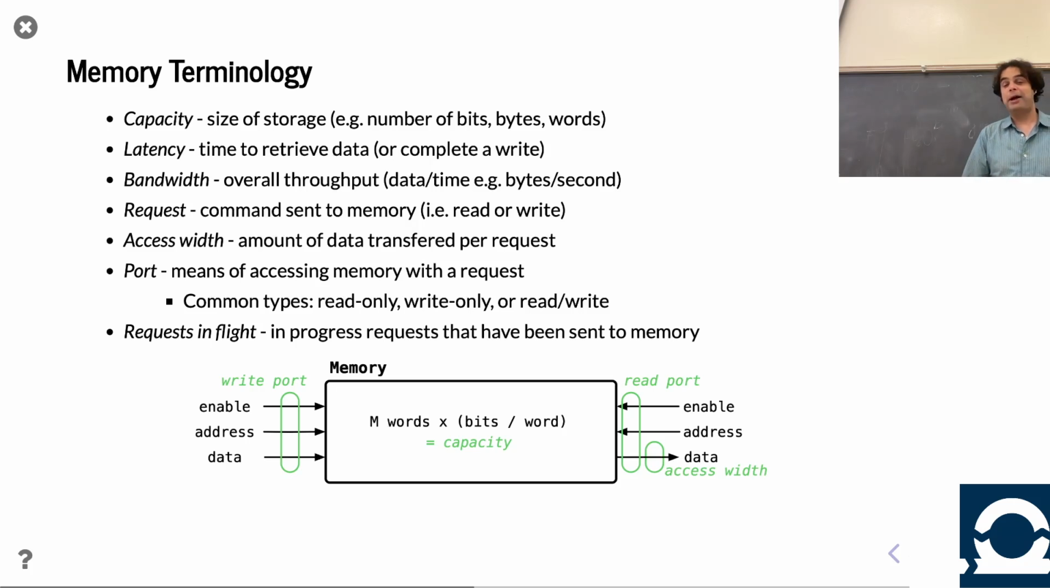And so you interact with memory through what we call a request, right? We can say, hey memory, give me a read, I want to read this location. Or, hey memory, write this data. That's a request. These requests come in on a port, right? So you can have a read port or a write port.